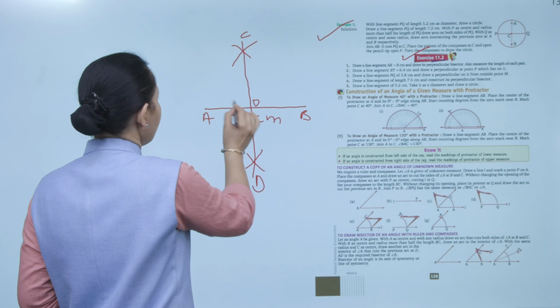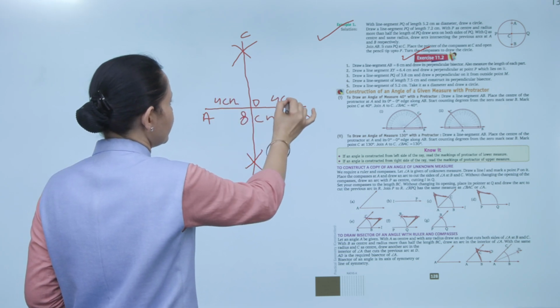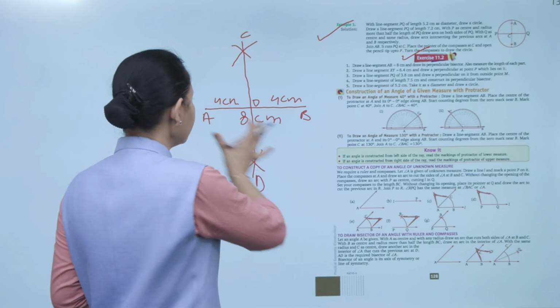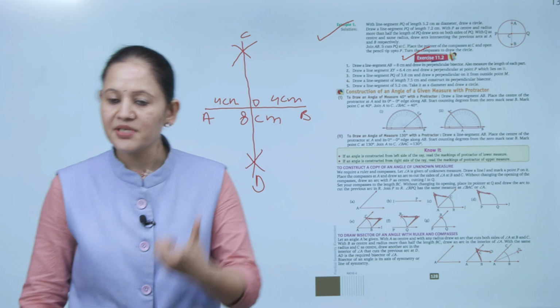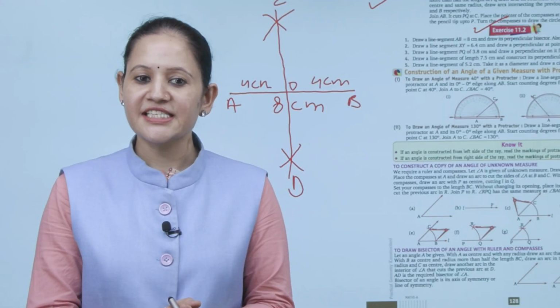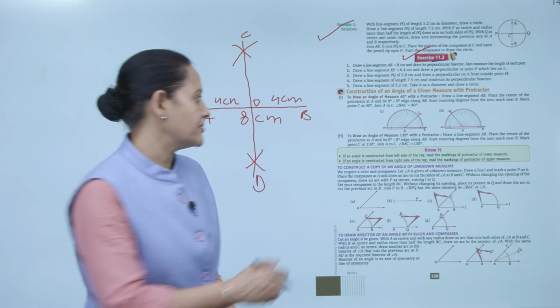Here AO is 4 cm and OB is 4 cm, because ये जो line segment है that is dividing the line segment AB into two equal parts. Perpendicular bisector है means two equal part पे divide कर रहा है. Clear? So practice all the questions of this exercise. Next is construction of an angle of the given measurement with protractor.